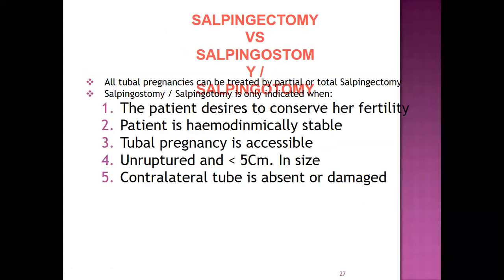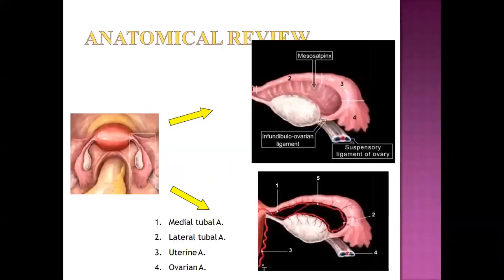If the patient wants to conserve her fertility, like when there is a previous ectopic pregnancy, one tube is removed, and now she again comes with an ectopic pregnancy, then if the patient is hemodynamically stable, the tubal pregnancy is accessible, unruptured, less than 5 centimeters in size, and the contralateral tube is absent or damaged, then we will go for the salpingostomy or salpingotomy.